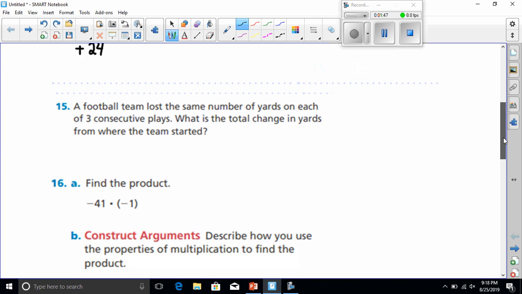Number 15 says a football team lost the same number of yards on each of 3 consecutive plays. What is the total change in yards from where the team started? Well, they say they lost the same number of yards on each of the 3 consecutive plays, and we need to know what is the total change in yards from where the team started.